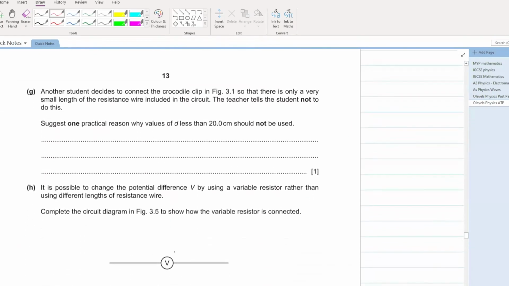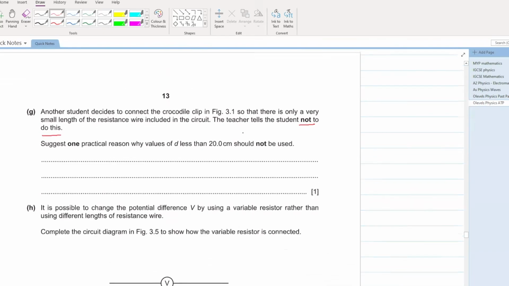No, we have another part. Another student decides to connect the crocodile clip in figure 3.1 so that there is only a very small length of resistance wire included in the circuit. The teacher tells the student not to do this. Yes, the teacher understands physics. Suggest one practical reason why a value of d less than 20 centimeters should not be used.